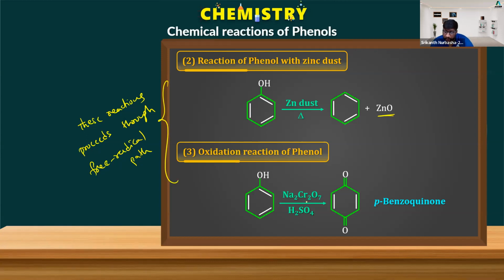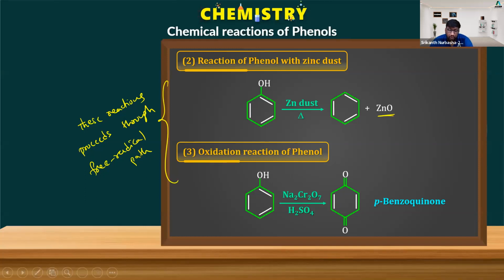If you take phenol and treat it with Na2Cr2O7 in the presence of H2SO4, it will form para-benzoquinone. So this is nothing but the oxidized product. Two C double bond O groups are present, and with respect to them you have carbon-carbon double bond systems.